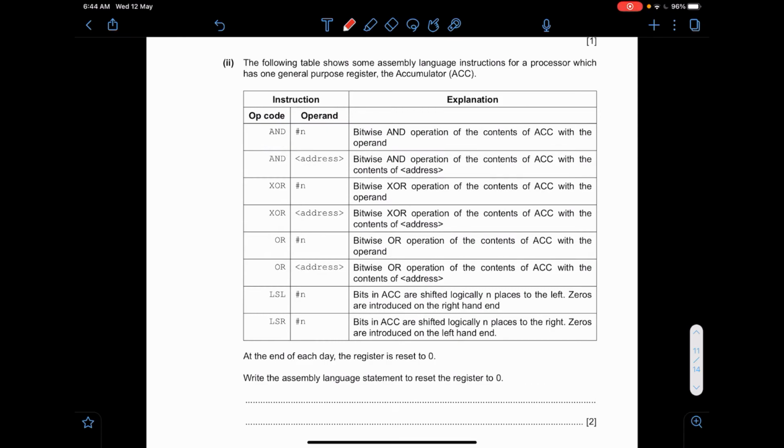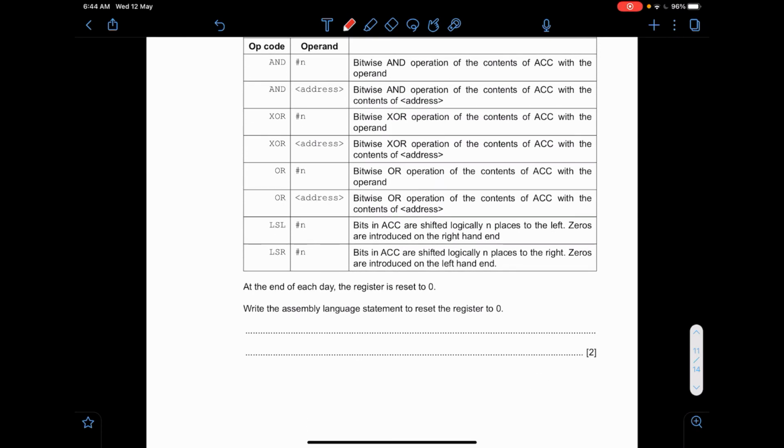Okay. The following table shows some assembly language instructions for a processor which has one general purpose register, the accumulator, with the opcode, operand, bitwise AND operation, bitwise OR operation, and so on. At the end of each day, the register is reset to 0. The assembly language statement to reset the whole register to 0: you can do AND 0.